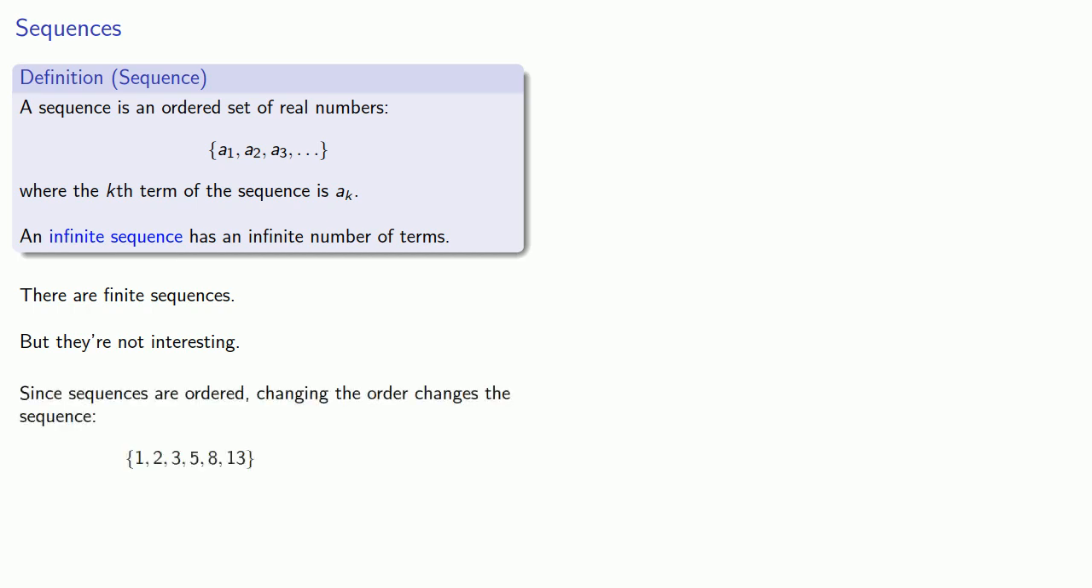So the sequence 1, 2, 3, 5, 8, 13, and the sequence 13, 8, 5, 3, 2, 1, even though they consist of the same numbers, because those numbers are in a different order, these two sequences should be regarded as different sequences.